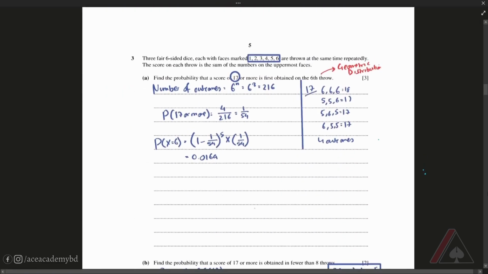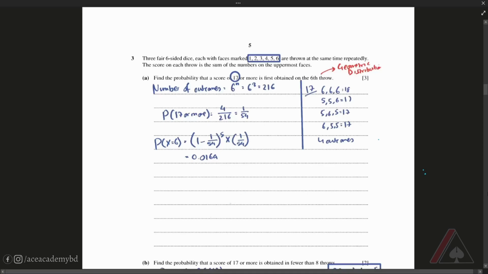Now, in the next question, 3 fair 6-sided dice, each with faces marked 1, 2, 3, 4, 5, 6, are thrown at the same time repeatedly. The score on each throw is the sum of the numbers on the uppermost face. Find the probability that a score of 17 or more is obtained on the 6th throw.